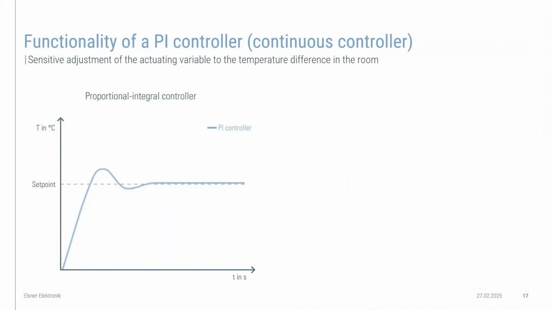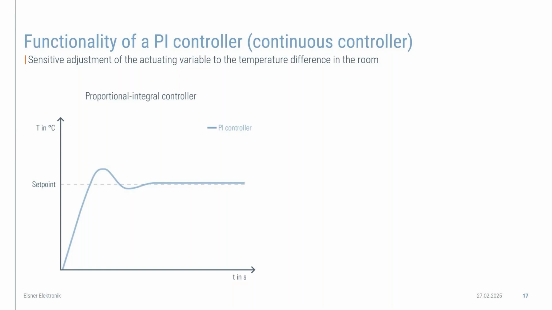Let's talk about one control that is a little bit neater than the two-point control. Let's discuss the PI control. So the functionality of a PI controller is a so-called continuous controller. For example, the actuating variable can assume any values from 0 to 100. In simple terms, that means that the continuous controller can not only switch on and off, but also sensitively adjust the actuating variable to the room difference, to the temperature difference in the room.